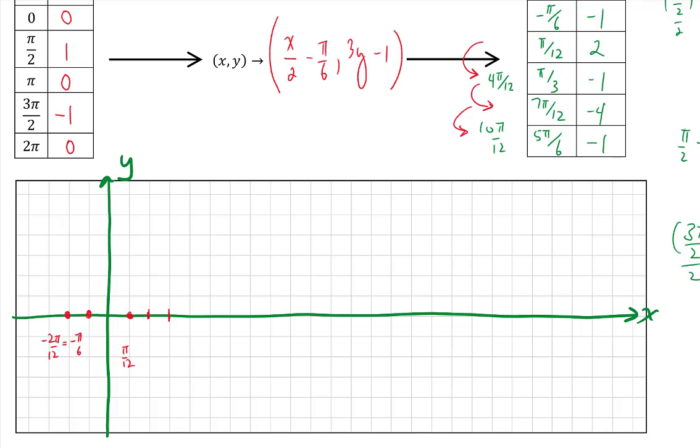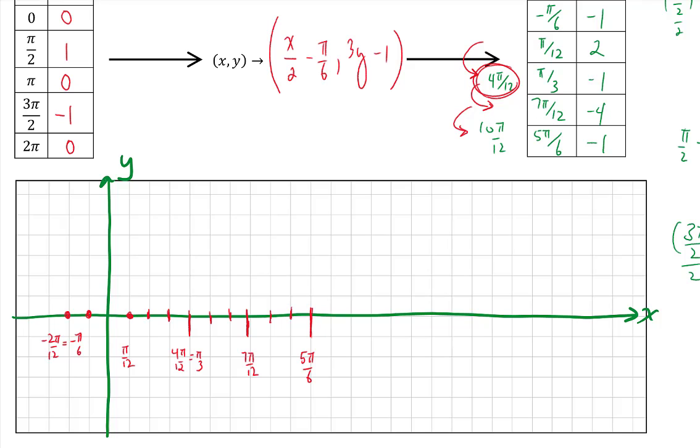So then we have 2 pi over 12, 3 pi over 12, 4 pi over 12, which matches this point here. So 4 pi over 12, remember, is equivalent to pi over 3. So that's this point right here. Then we can do 5 pi, 6 pi, 7 pi over 12. That's the next one we need. So there's 7 pi over 12. Then 8, 9, 10 pi over 12, which is equivalent to 5 pi over 6, our last point.